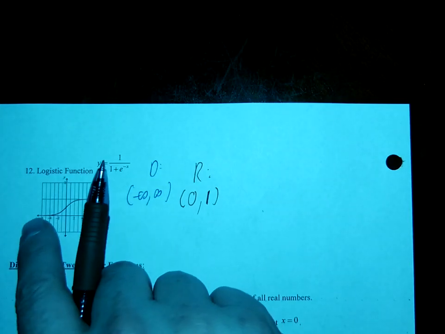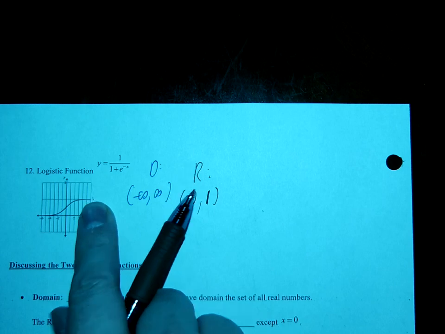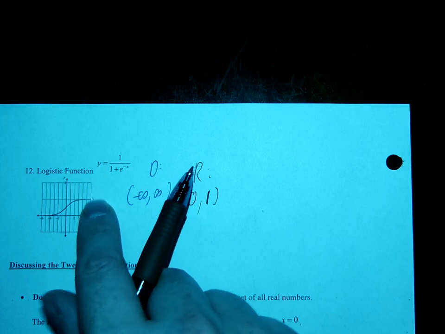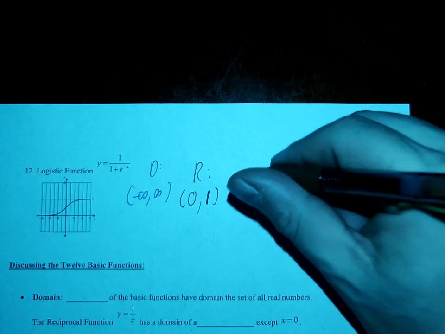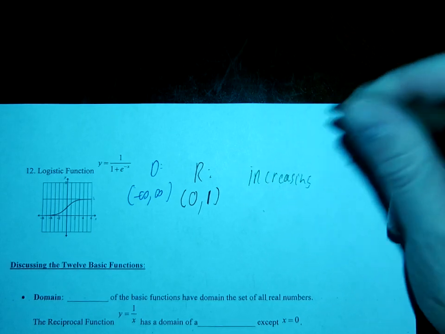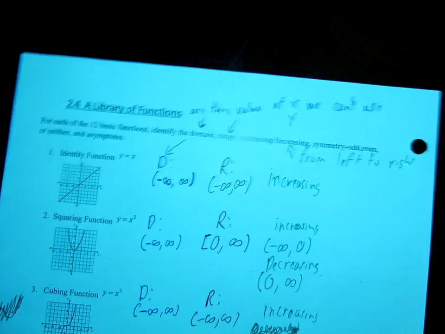Alright, so this one is always increasing, despite the fact that the increases become less and less as you approach y equals 1. It is always increasing in terms of its values. Okay, what do we have next?